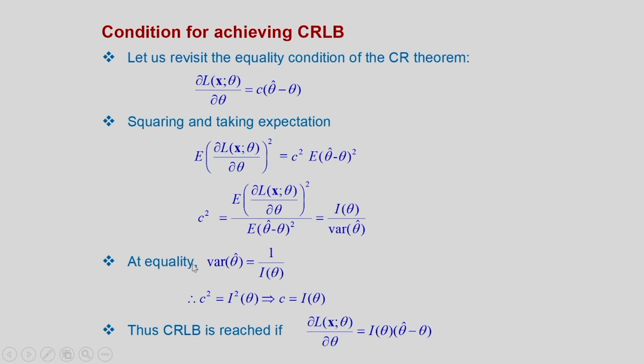Now, at equality, we know that the variance of theta hat is equal to 1 by I(theta). So, if I put the variance of theta hat equal to 1 by I(theta), then I will get C square equal to I square(theta). From this, C square is equal to I(theta) by the variance of theta hat, and the variance of theta hat is equal to 1 by I(theta) at equality. Therefore, we get C square equal to I square(theta), which implies that C is equal to I(theta). Therefore, CRLB is reached if del L / del theta is equal to I(theta) into (theta hat minus theta).